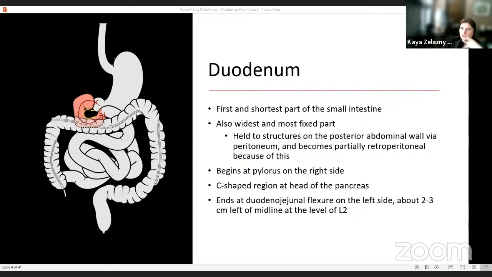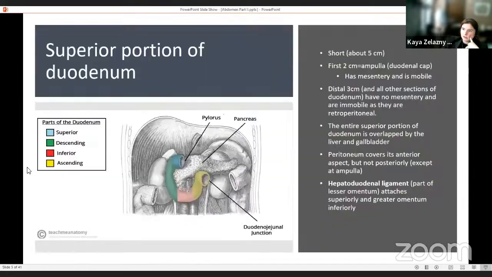So we are going to talk about the duodenum in parts, because there's a lot going on when we think about the duodenum. We have divided here our different parts of the duodenum by color. We're going to have a superior part, a descending part, an inferior part, and then an ascending part before we hit that duodenojejunal junction. And here we can see that pancreas snuggled in there inside our C shape.